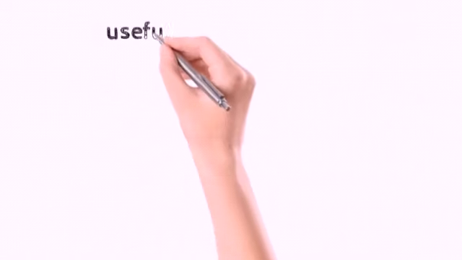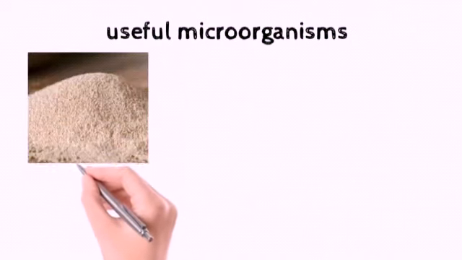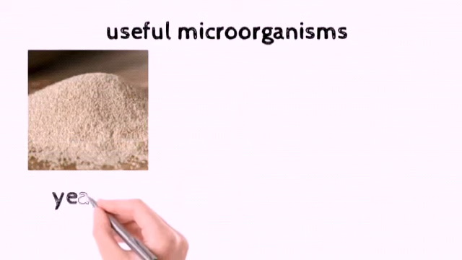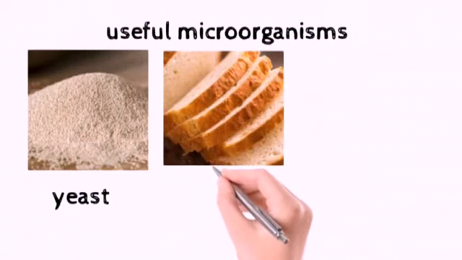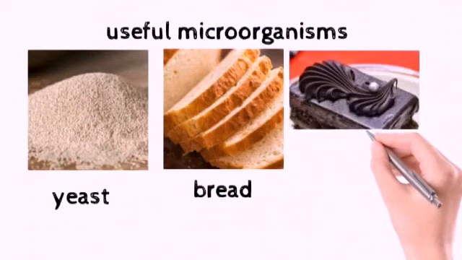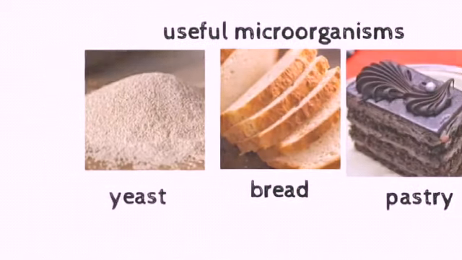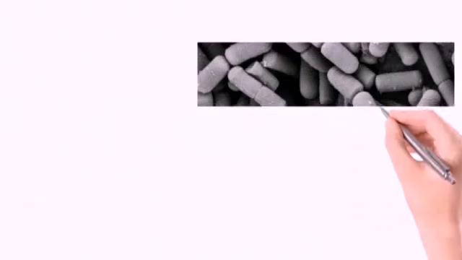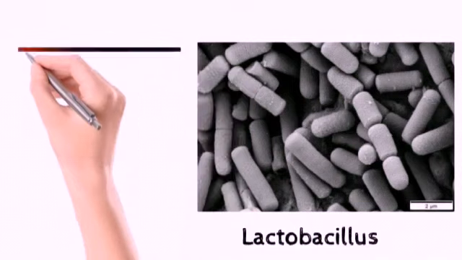Now let's discuss the friendly activity of microorganisms in detail. One such friendly microorganism is yeast. Yeast is useful in the baking industry and in making bread, cakes, and pastry. The bacterium Lactobacillus is useful to make curd from milk.